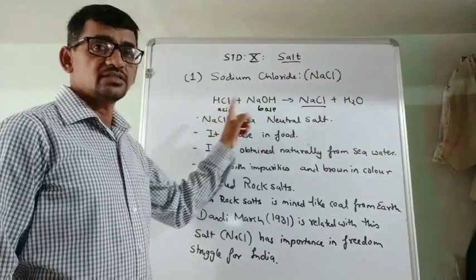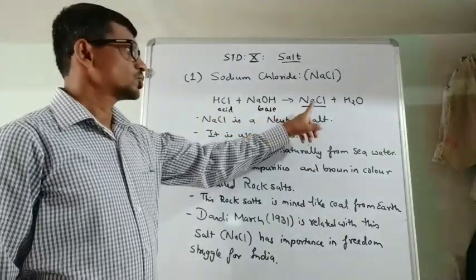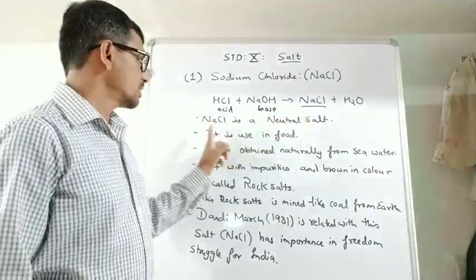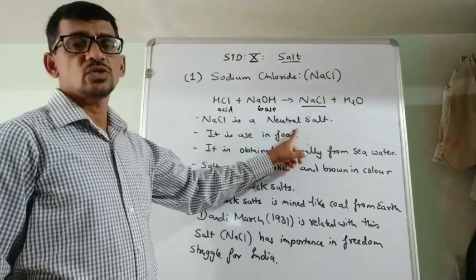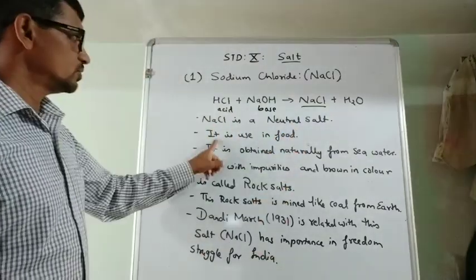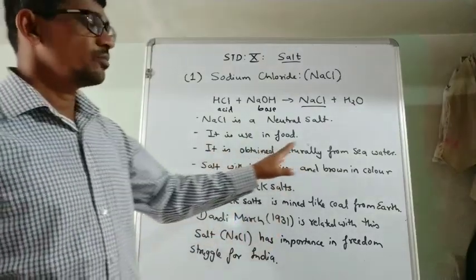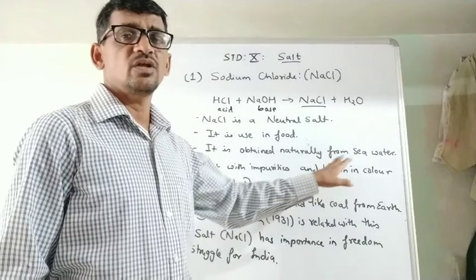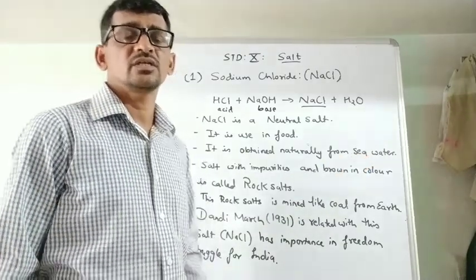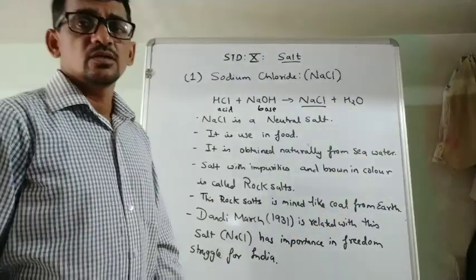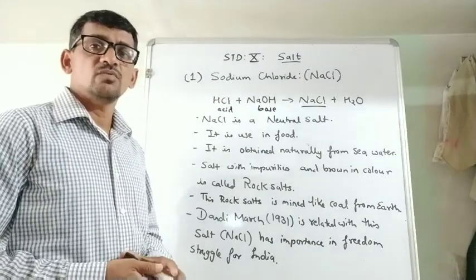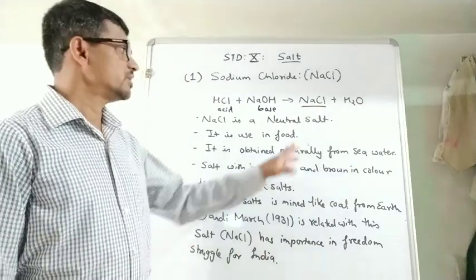Here both acid and base are strong, so the salt which is formed, sodium chloride, NaCl, is a neutral salt. It is used in food and foodstuff. It is obtained naturally from seawater. Seawater is collected in the field and evaporation of that water takes place, and the residue contains this NaCl.